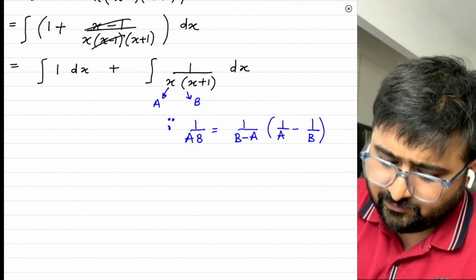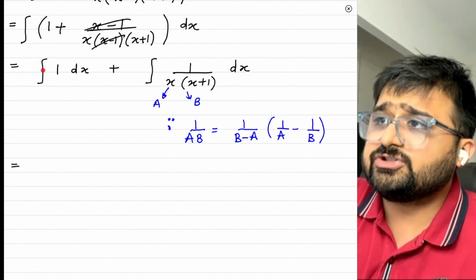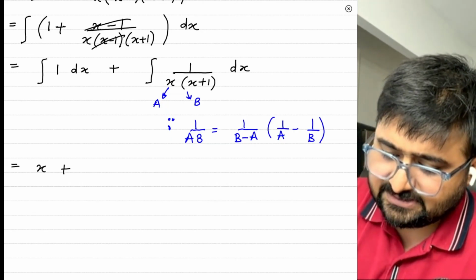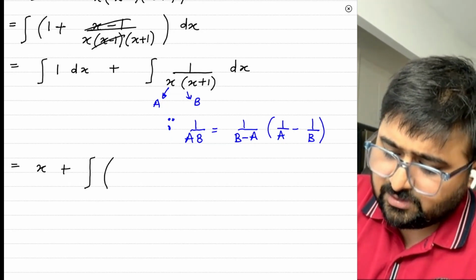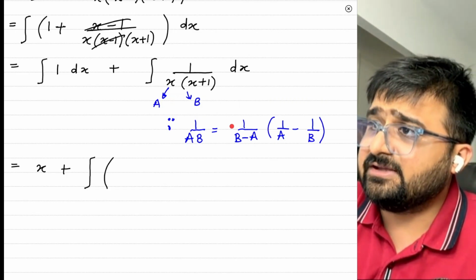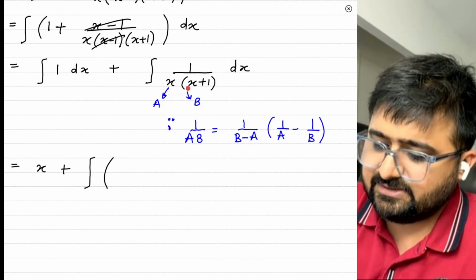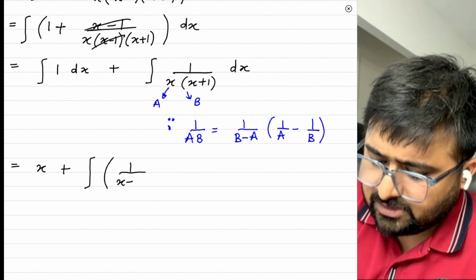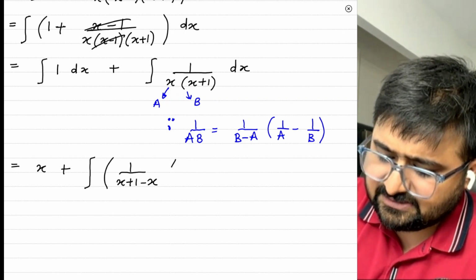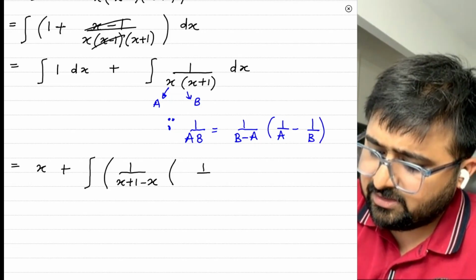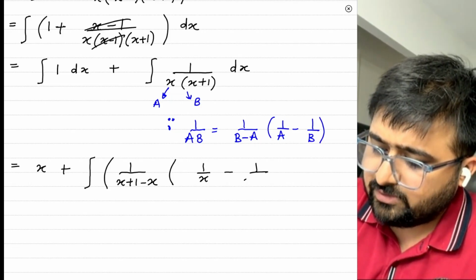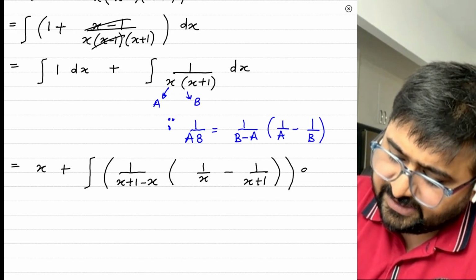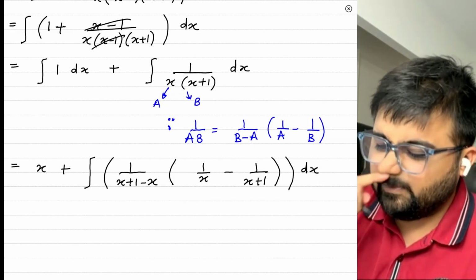So let's see what happens when you do that. First of all, the integral of 1 with respect to x is x, plus the integral of, okay, 1 over ab is 1 over b minus a. So x plus 1 minus x, so 1 over x plus 1 minus x, bracket 1 over a minus 1 over x plus 1, okay, with respect to x. I hope that makes sense.